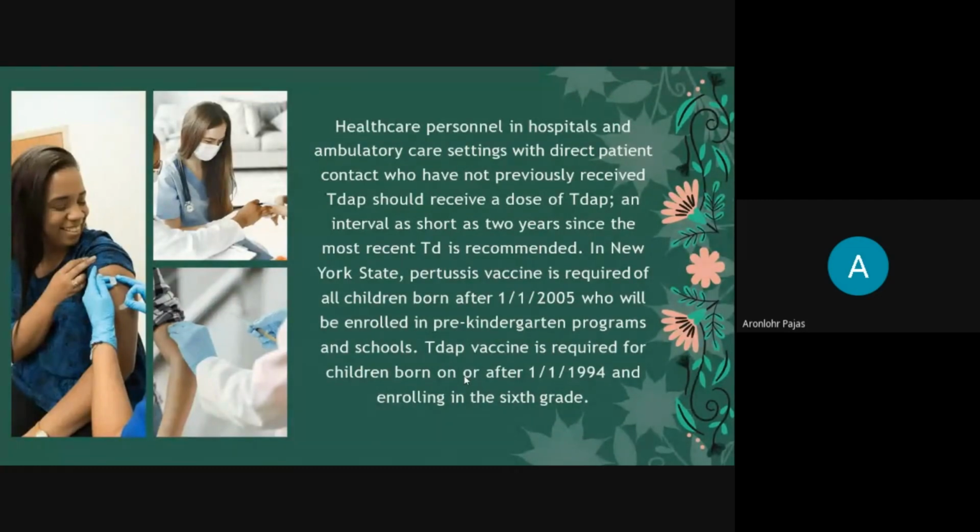In New York State, pertussis vaccine is required of all children born after 1/1/2005 who will be enrolled in pre-kindergarten programs and schools. Tdap vaccine is required for children born on or after 1/1/1994 and enrolling in 6th grade.